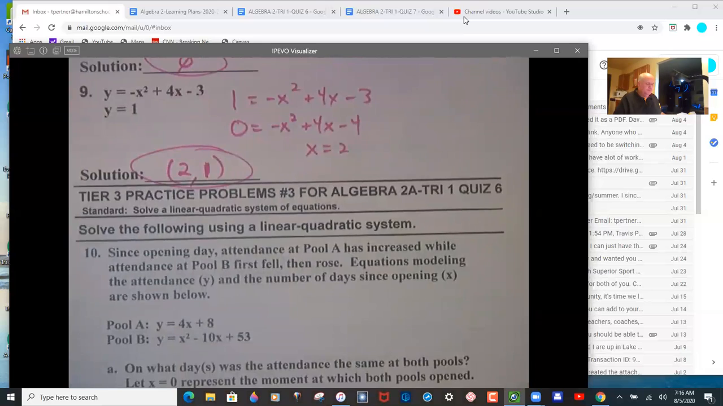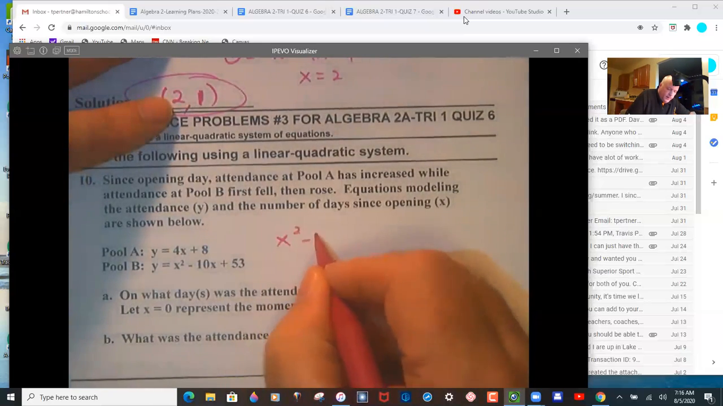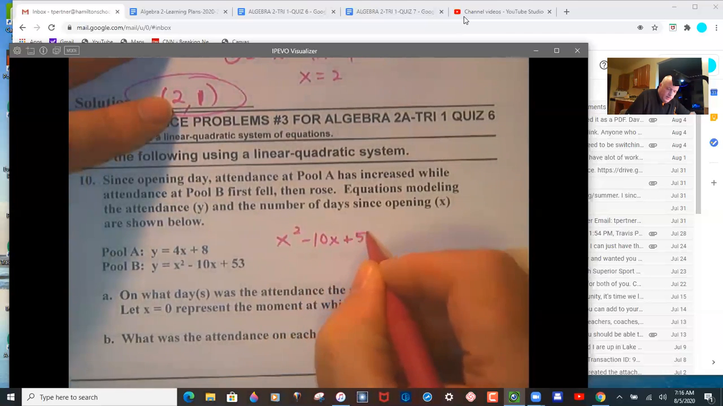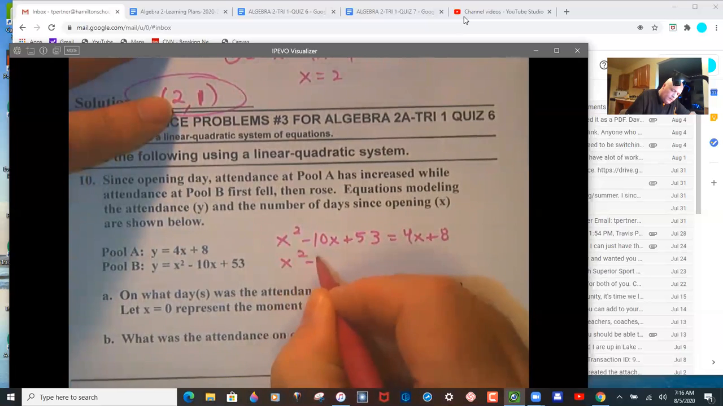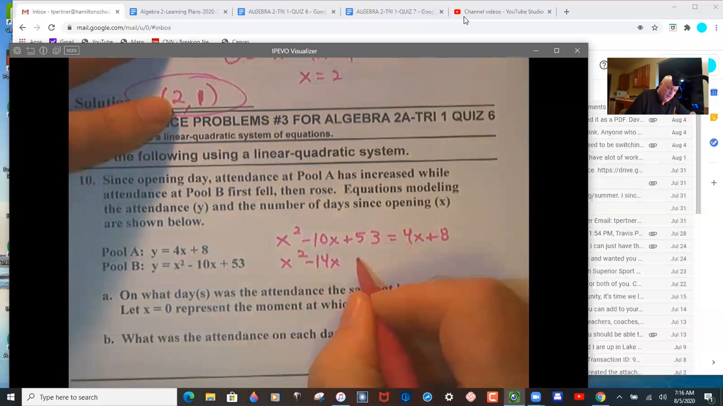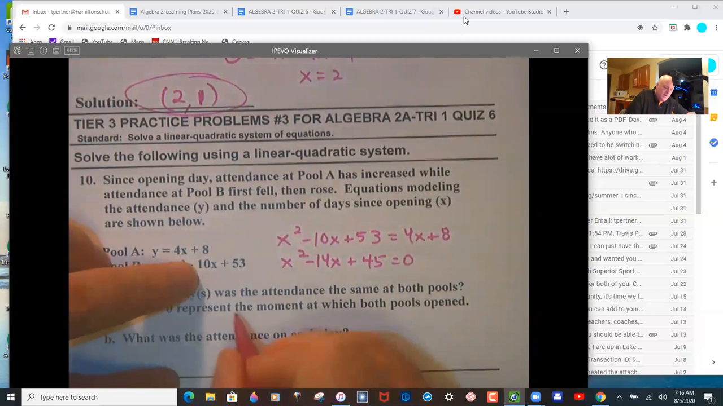Okay, number 10. Again, I need to see the simplified quadratic. These are going to get set equal to each other. There could be 1, none, or 2 solutions. So you're going to get 2 this time, 5 and 9.